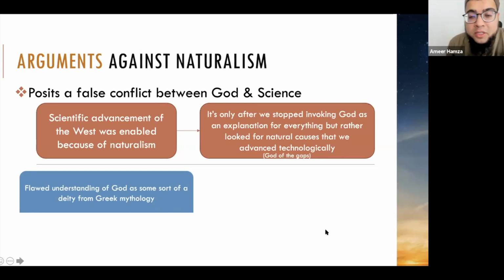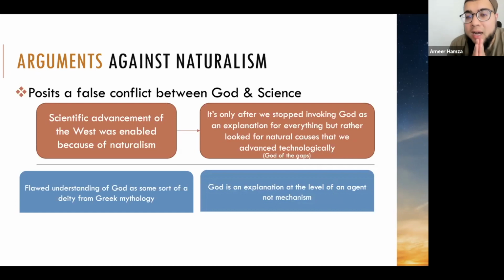Here's the second one, and this is profound. This may not make sense initially, but let me break this down for you. God is an explanation at the level of an agent, not a mechanism. This is a very, very profound thing to get your head around. God is an explanation at the level of an agent, not a mechanism.